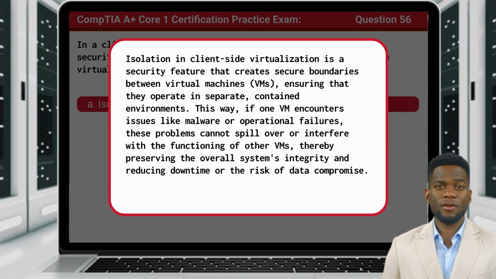Isolation in client-side virtualization is a security feature that creates secure boundaries between virtual machines, ensuring that they operate in separate, contained environments. This way, if one VM encounters issues like malware or operational failures, these problems cannot spill over or interfere with the functioning of other VMs, thereby preserving the overall system's integrity and reducing downtime or the risk of data compromise.